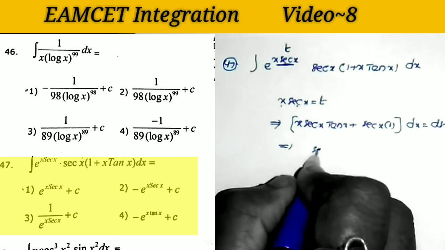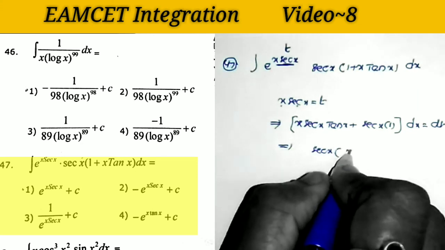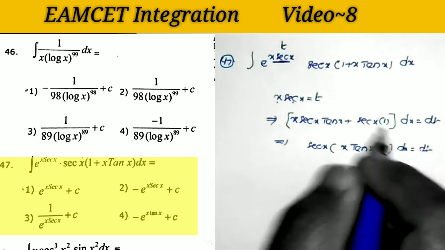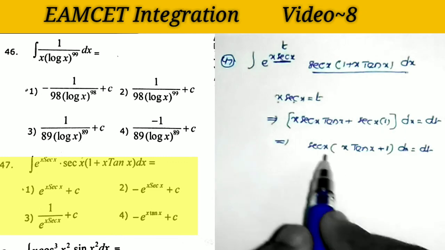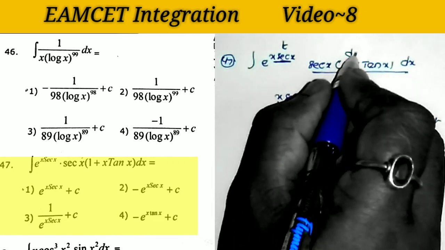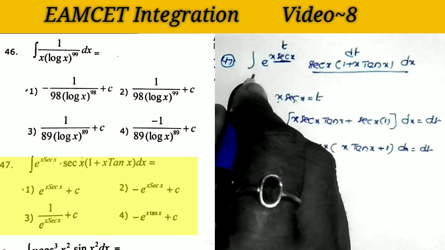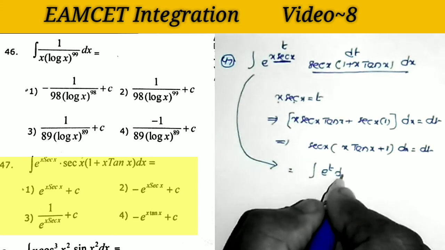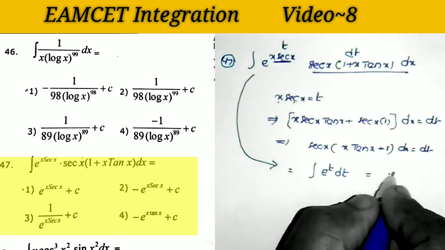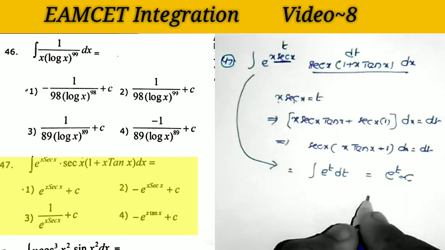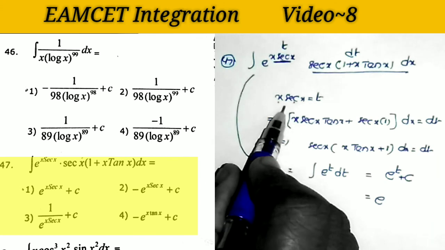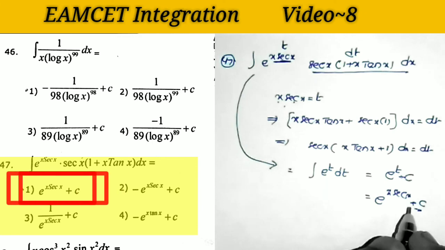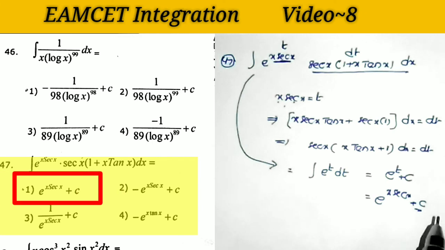Now taking secant x common from these two terms, that is secant x into x tan x plus 1 into dx is equal to dt, which is nothing but this total value. So this total value becomes now dt. Now the quotient becomes, therefore the quotient is equal to integral e power t into dt, and integral e power t is equal to e power t plus c. But what is t value? X secant x. So answer is equal to e power x secant x plus c. That's all, and this is the first option.